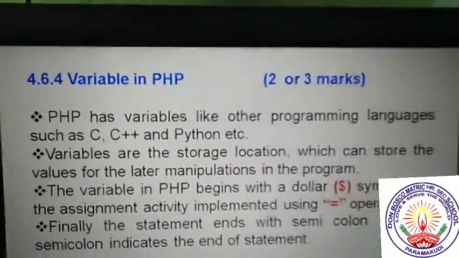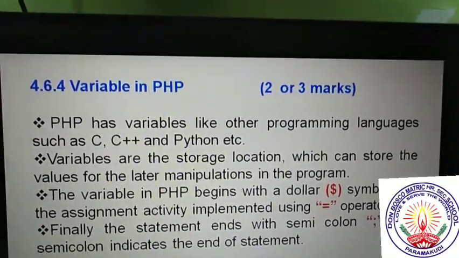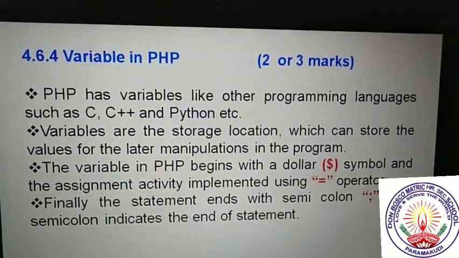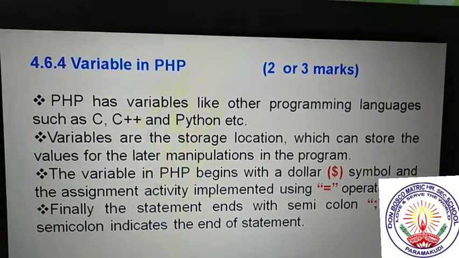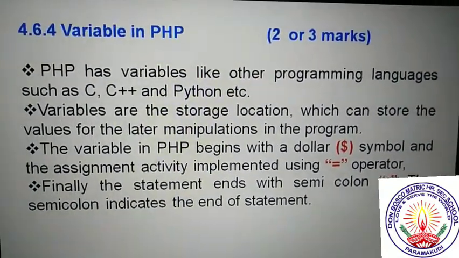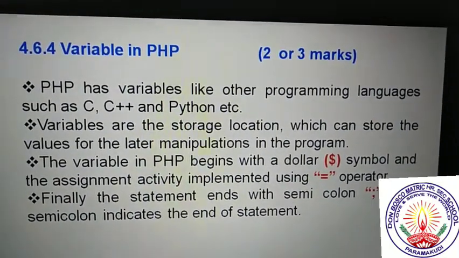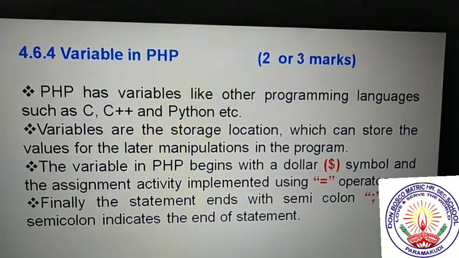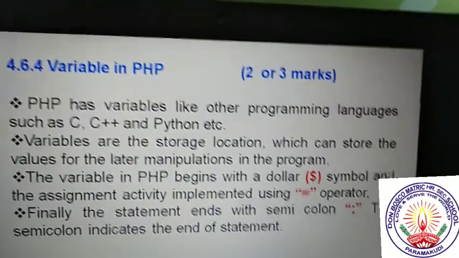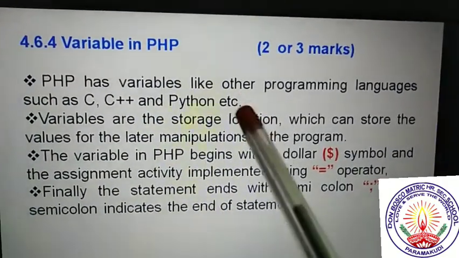And the next one. It's a very important concept in PHP: variable. So variable is very important. If you give any input, we have to use the variable format. Okay. So PHP has variables like other programming languages such as C, C++ and Python. So what are the other programming languages? C, C++, Java, VB, any other program. So it relates to PHP. PHP also has variables.